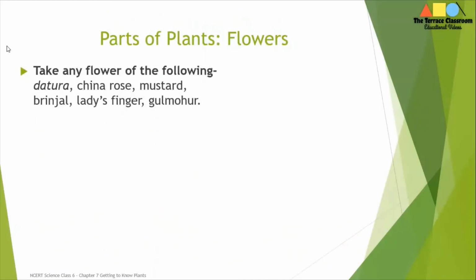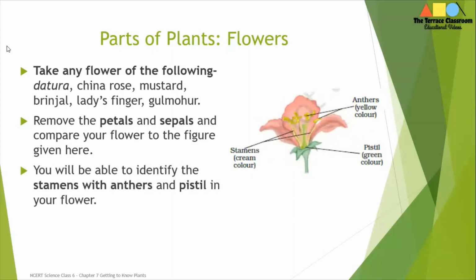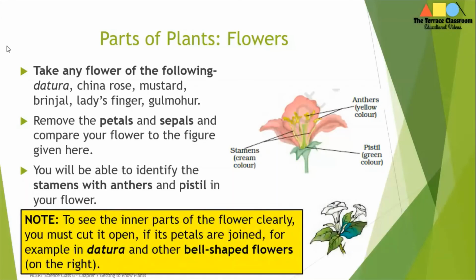Take any flower of the following: datura, China rose, mustard, brinjal, lady's finger, gulmohar. Remove the petals and sepals and compare your flower to the figure given here. You will be able to identify the stamens with anthers and pistil in your flower. Note: to see the inner parts of the flower clearly, you must cut it open if its petals are joined, for example in datura and other bell-shaped flowers on the right.